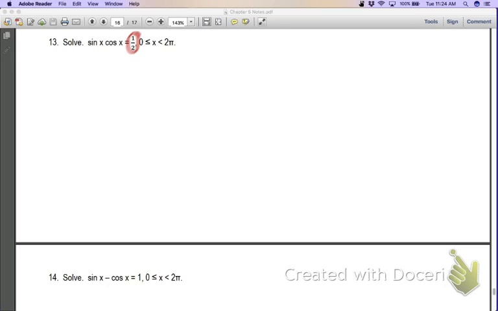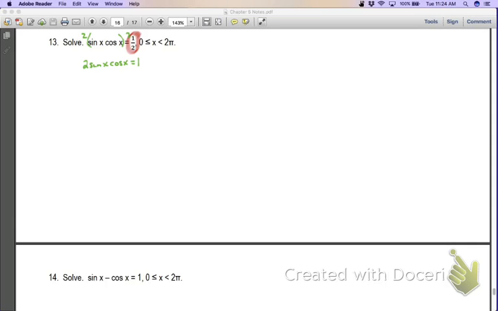So with having the 1/2, what I would suggest is getting rid of your fraction. Okay, so if I do that, I can multiply everything by 2, and it's going to make everything a lot easier, giving 2 sine of x cosine of x equal to 1.